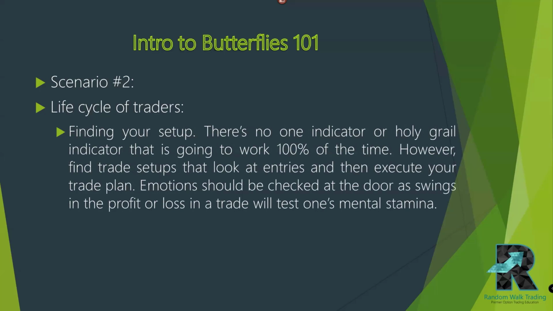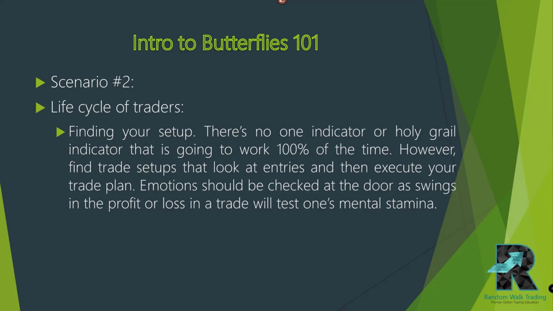So the other part of this is finding your setup. There's no one holy grail indicator that's going to work 100% of the time. So if you're just starting out, don't be on that hunt for the most perfect indicator. An indicator, by definition, is a derivative of price. And once you start getting the derivative off of price, there's going to be lag, but there are pros and cons.